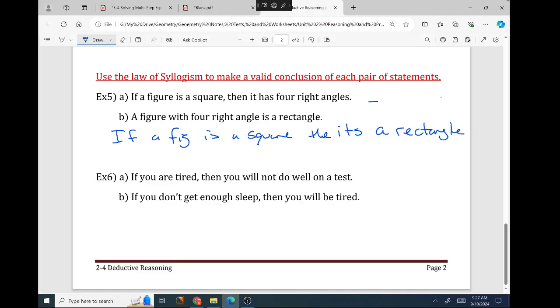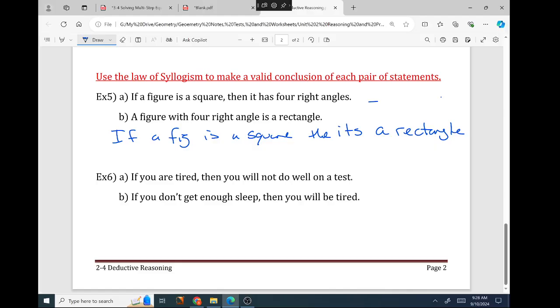All right, so this next one, this is the one I was talking about at the beginning of the period. It was my first year doing this, and I could not figure out how this was the law of syllogism. Then near the end of the period, one of my polite students came up to me quietly and said, Mr. Gillespie, it's real easy. And I was like, oh my gosh. It was dumb that I didn't see it. All right, so let's look at it. If you're tired, then you will not do well on a test. If you don't get enough sleep, you will not be tired.